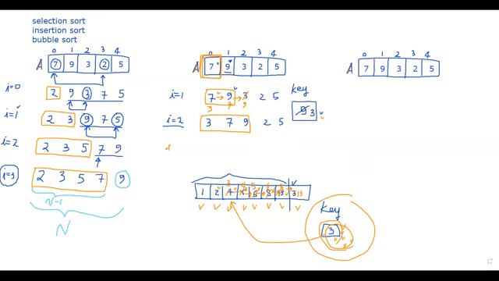And when i is 3, now the key is 2, right? Key is the value at this position. So I'm going to draw again here. So key is 2. Compare 9 and 2. 9 is greater than 2, right?